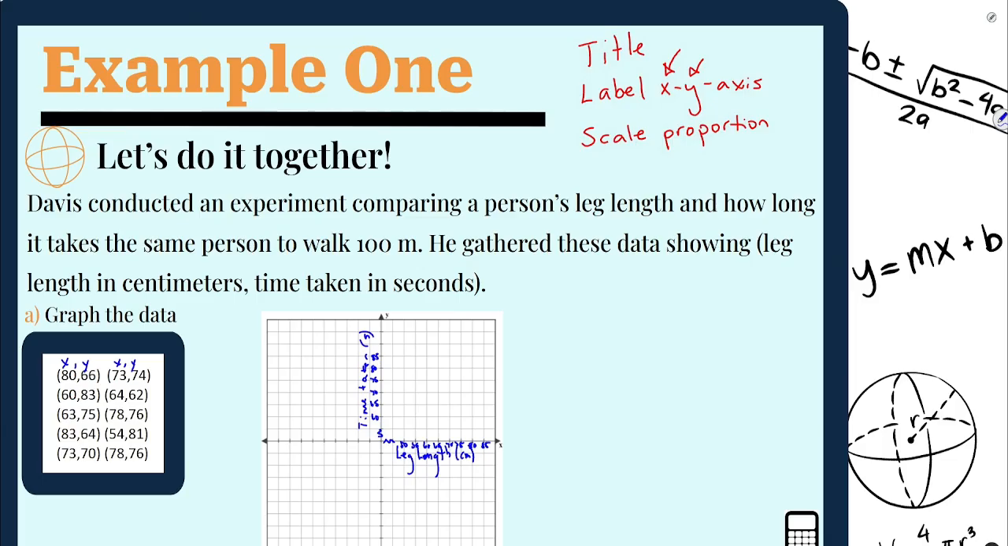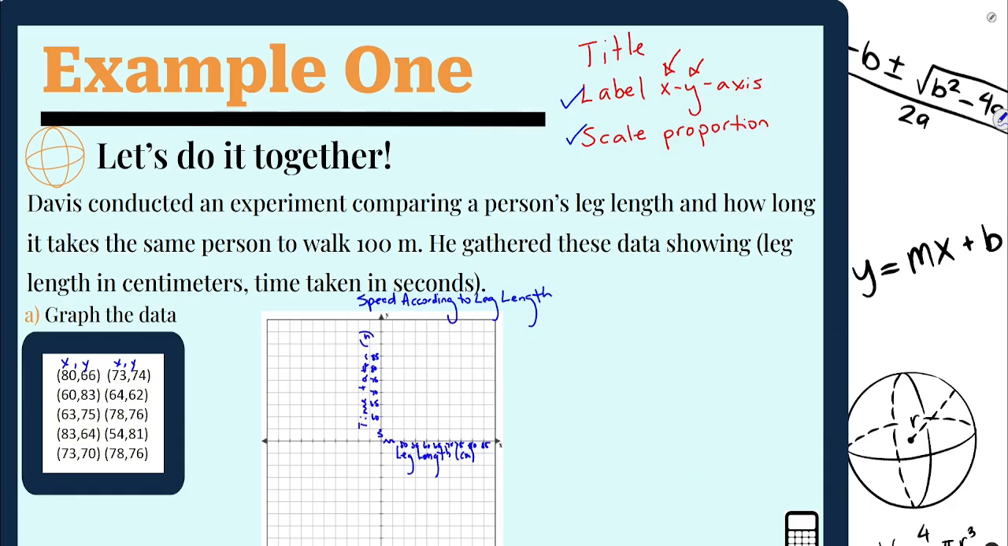So I've labeled my axes, I have scale, I forgot my title. So we're going to call this speed according to leg length. And you can call it whatever you want. It just needs to be accurate so that if somebody's looking at this, they can tell right away what they're going to be learning about.